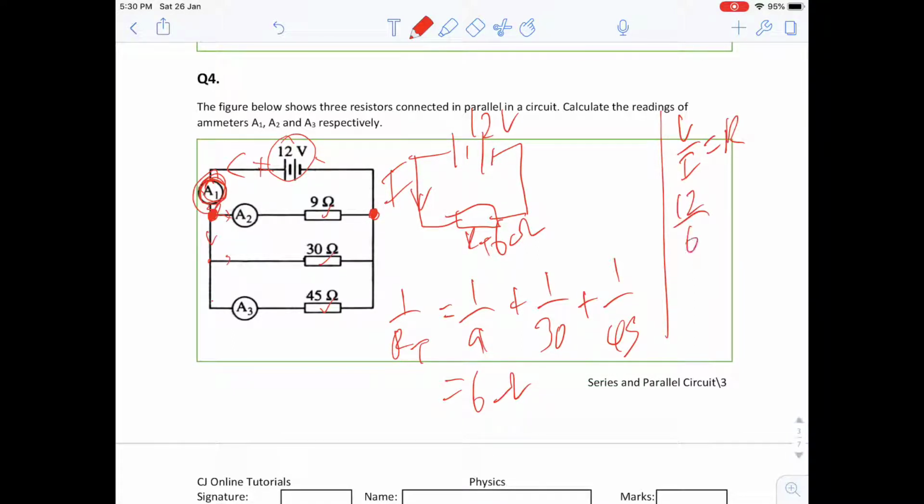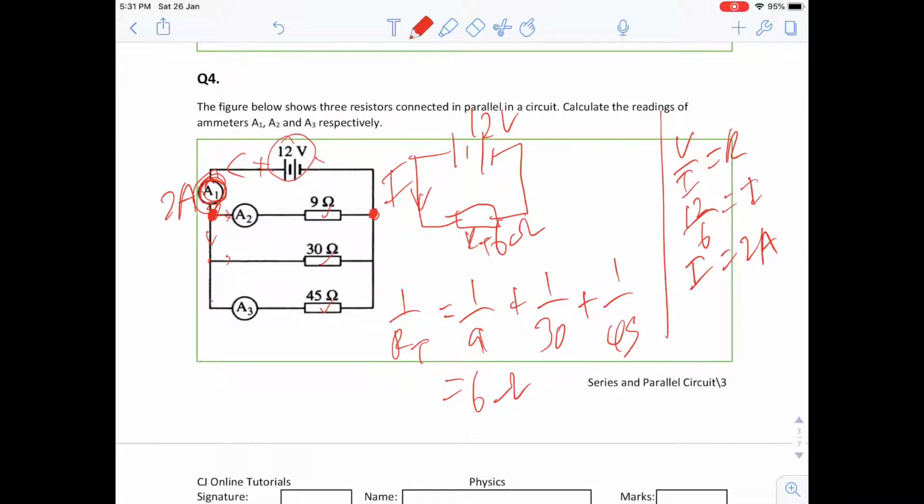12 divided by 6, and you get, my handwriting is big, sorry, this is wrong. I wrote it wrongly. V over I equals R, so I equals V over R, 12 divided by 6, and you get 2 amperes. So the current coming out of the battery is 2 amperes.